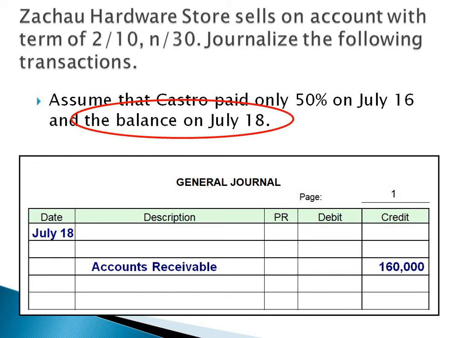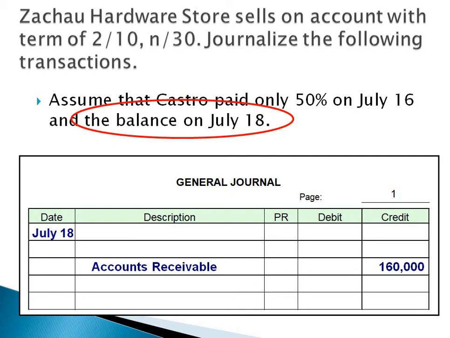July 8 up to July 18, how many days? 10 days. Is that within the discount period? Yes, because the discount period is 10 days. So, is Castro entitled to a discount on July 18? Yes, because Castro was able to complete full payment within the discount period of 10 days.